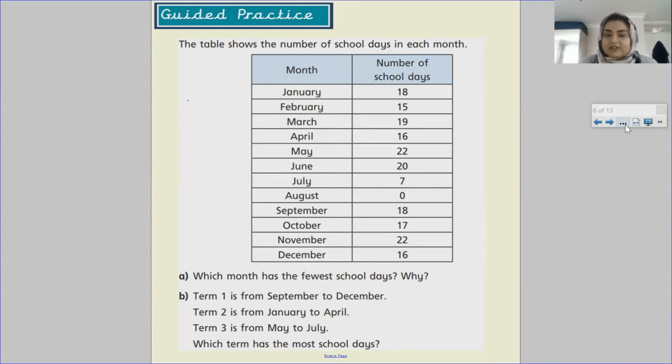Term 1 is from September to December. Term 2 is from January to April, and term 3 is from May to July. Which term has the most school days?